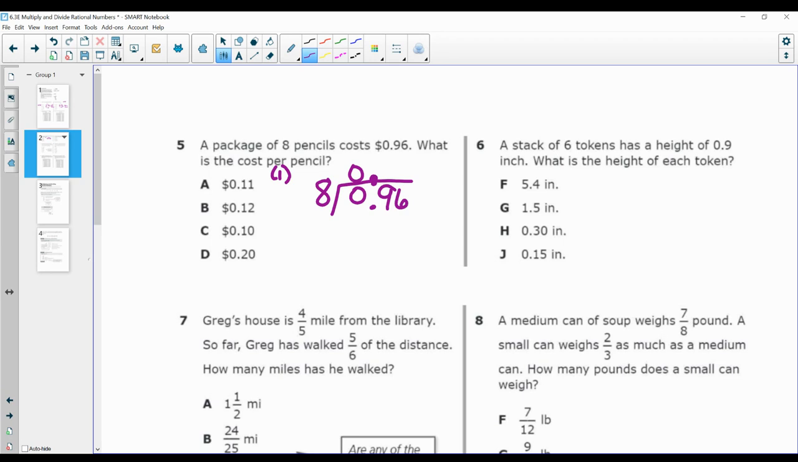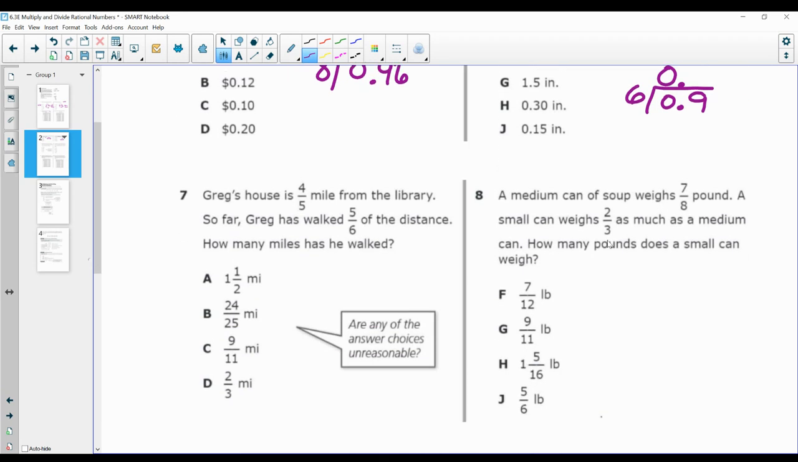Question number 6, a stack of 6 tokens has a height of 0.9 inch. What is the height of each token? Like for 1. What is the length of each of the tokens? So all of it is 0.9. You're going to divide it by 6 tokens. So again, right here is our decimal and the 0. And you can start dividing.